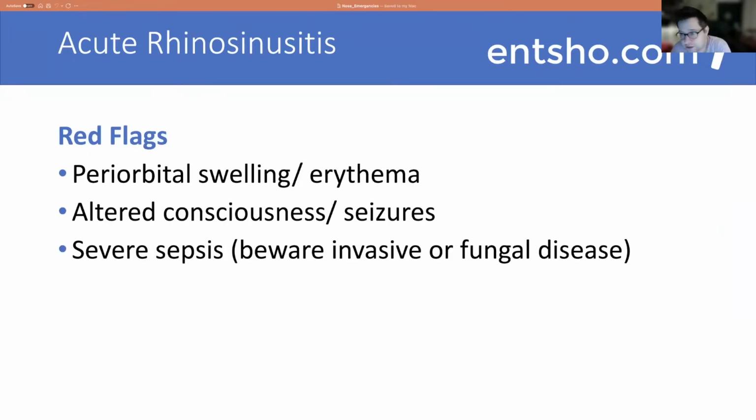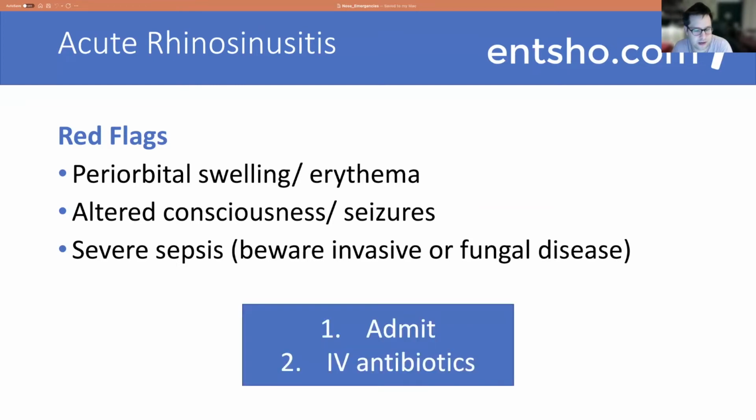So the red flags, really, the things that you want to look out for, which are the sort of dangerous complications, are given the location of where this is, as if the infection were to spread into or around the orbit, and you're getting periorbital swelling or redness, and of course neurological complications as well. So any altered consciousness, seizures, focal neurology are all things to be looking for actively, and of course, like any infection, signs of sepsis, particularly in the case of fungal complications.